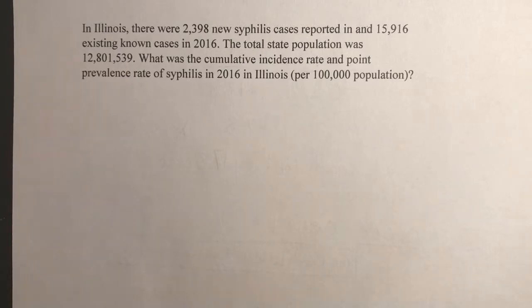So when we're looking at cumulative incidence, we're only interested in the number of new cases that occurred during the time period we're examining. And when we're looking at point prevalence, we're interested in all existing cases, so new plus old cases, or the ones that were already there. So let's start with cumulative incidence.